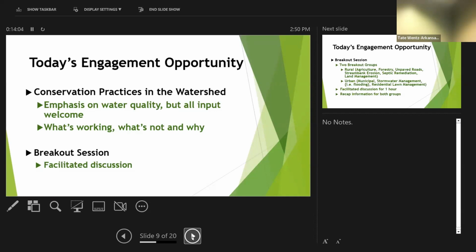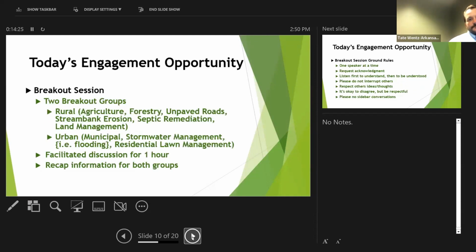Because this is a voluntary, non-regulatory effort, it's not going to work if we're proposing things that people don't want to do or that aren't working. We need local input from folks. So we're going to have some breakout sessions with facilitated discussions. I think we have more of the details on the next slide. We decided to break things out into two groups. One group will be discussing rural BMPs, and another group will be discussing urban BMPs, conservation practices.